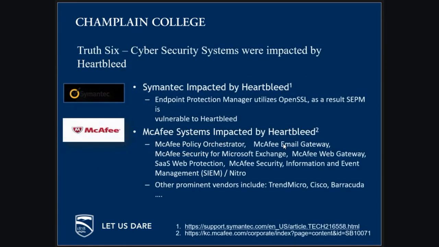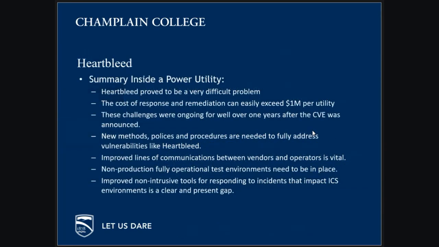Truth number 6, which is really revealing, is that cybersecurity systems were impacted by Heartbleed. For example, systems deployed by McAfee and Symantec in order to protect the environments also used OpenSSL and also were vulnerable to Heartbleed. So now we have the security infrastructures, application firewalls, content filters, DLP systems, and even the SIEM from McAfee impacted by this particular bug.